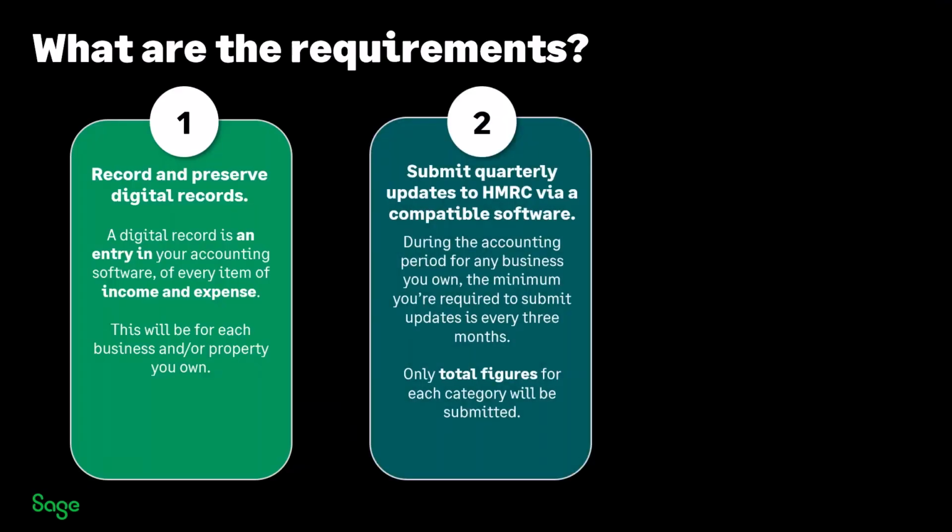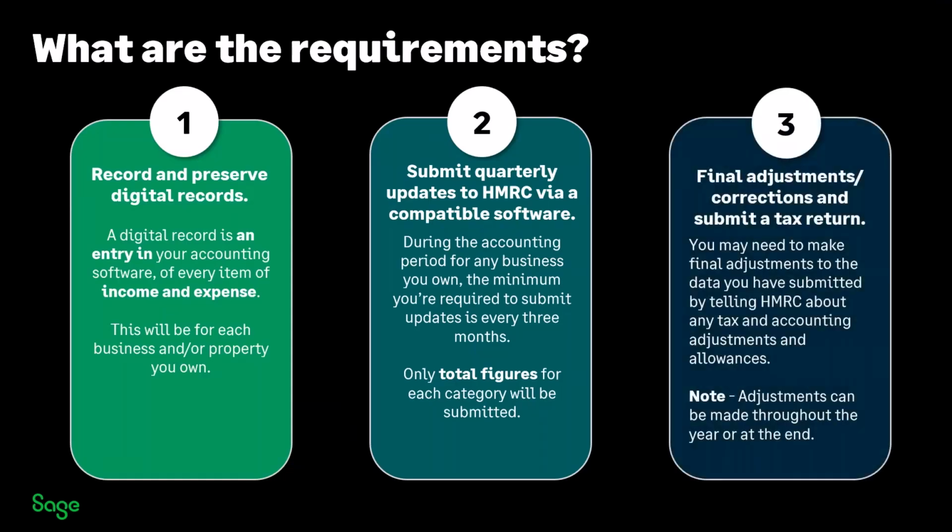Secondly, is the quarterly updates. These quarterly updates are just going to be the totals for each category, which if you have entered into software already, they will be calculated and added together for you. So you're not sending HMRC transactional data. Lastly, you've got your final adjustments, your corrections, and you're submitting your final tax return.